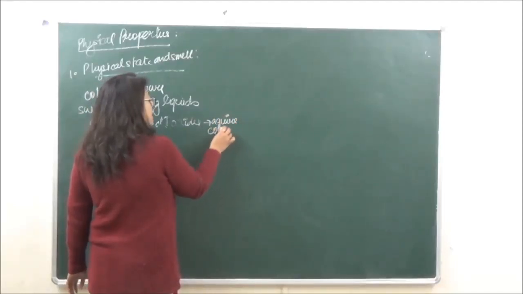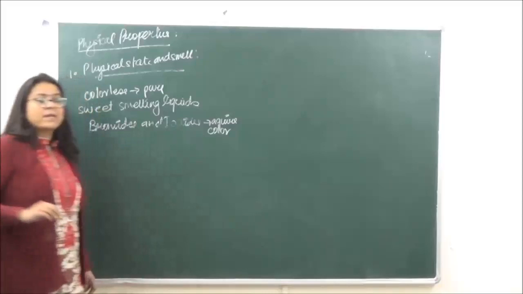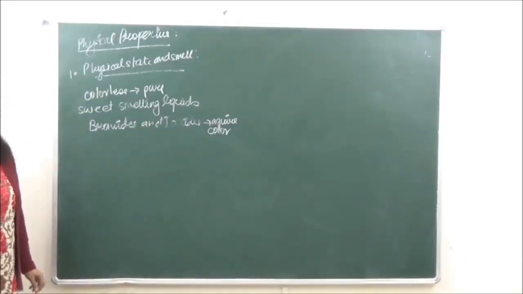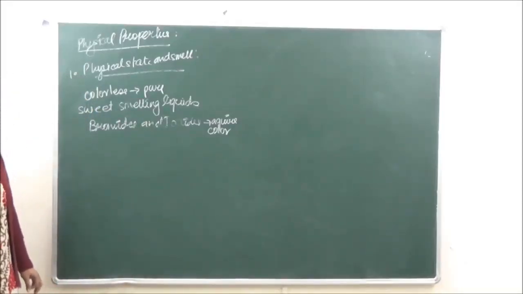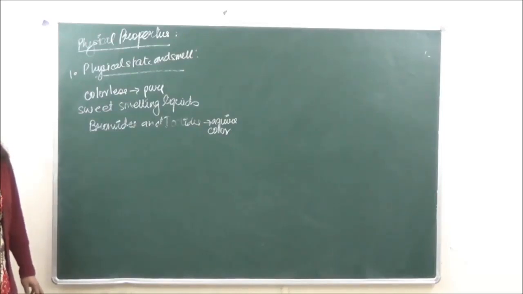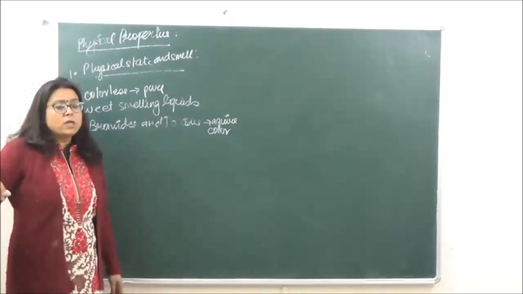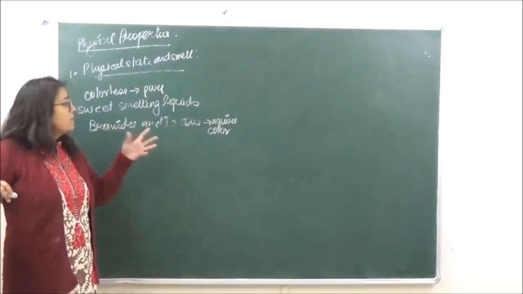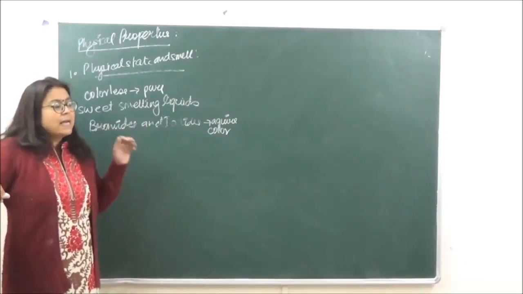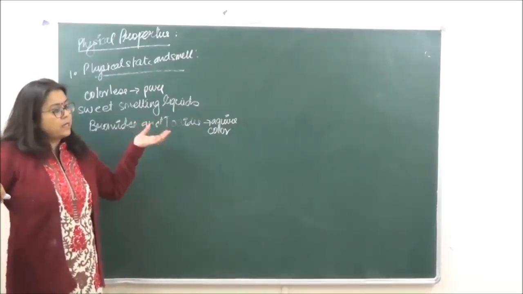The main reason behind this is that they have a tendency to absorb radiation, so that is why they have some color. This is the physical state. As the number of carbon atoms keeps increasing, they start turning from gases to liquids to solids. So higher members are generally solids, and the middle ones are liquids.